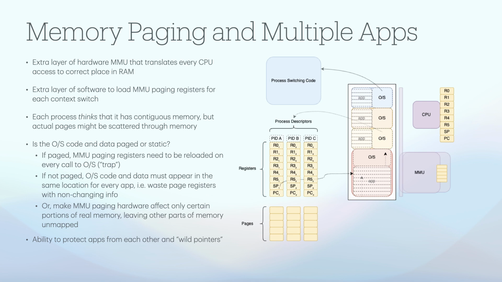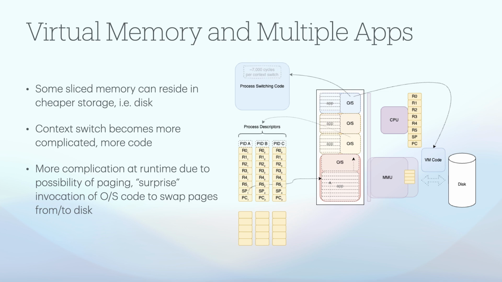This new system added more code to the operating system. Every time an app switched contexts, the MMU had to reload the page registers using values stored in process descriptors. This was a bit of a hassle, but it was necessary to keep the system running smoothly. With the paging scheme, based on hardware MMUs and page registers, it became possible to leave some pages on disk. This was a much cheaper storage option.